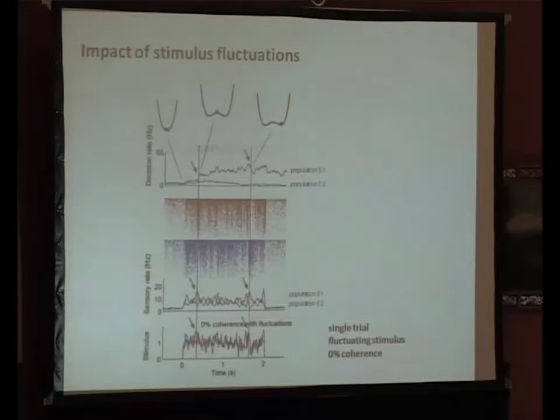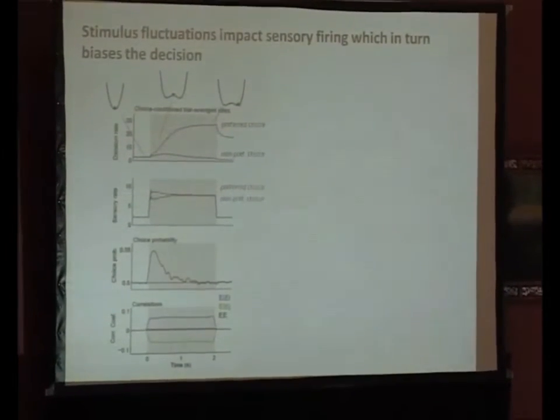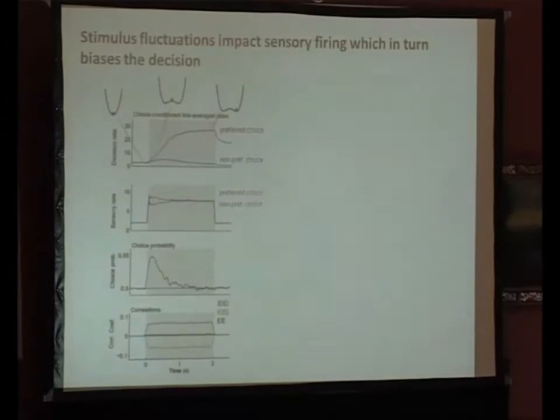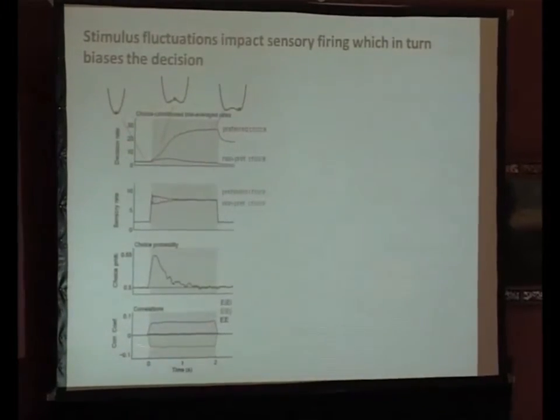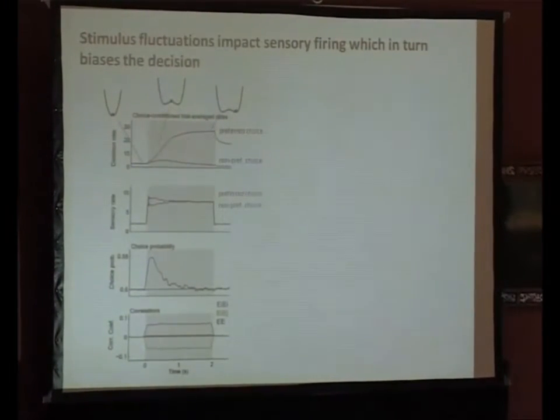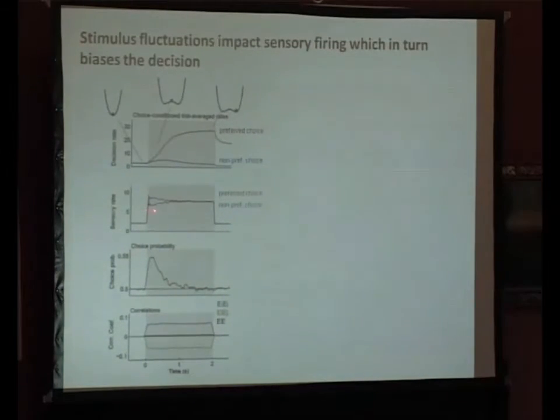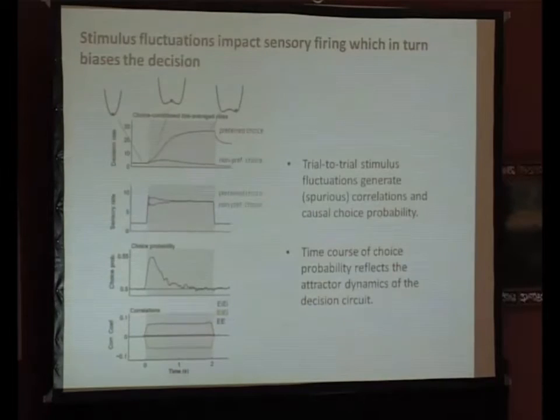So now we have a situation where the stimulus that is different for pool 1 and pool 2 creates correlations. Now we have positive and negative correlations between the pools of sensory neurons. We get choice probability, which rises fast and then decays over time. Basically the reason for this is that only the fluctuations early in the trial impact the decision. And yeah, that's it basically. So trial-to-trial stimulus fluctuations generate spurious correlations and causal choice probability.